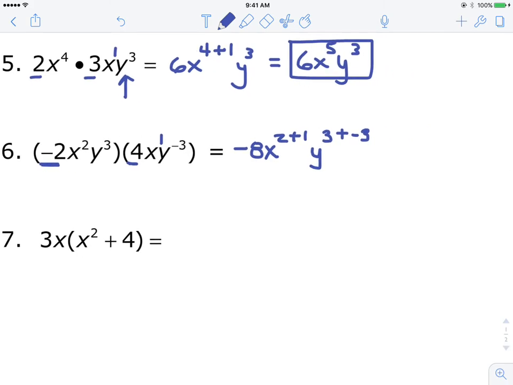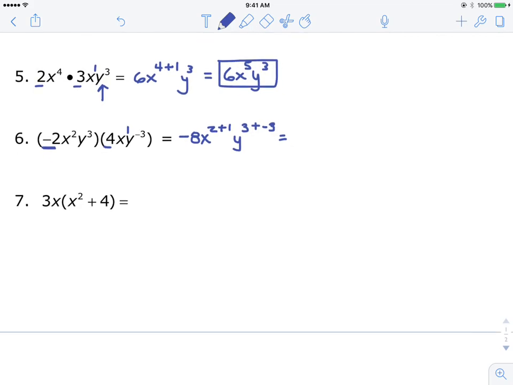All right, so let's clean up our answer here. We've still got negative 8 in the front. We've got x to the power of 2 plus 1, which is 3. And we've got y to the power of 3 plus negative 3. Well, 3 plus negative 3 is 0. All right, if we get y to the power of 0, any base to the power of 0 actually turns into the number 1, right? We talked about this a little bit earlier, which I don't need to write, because if I'm multiplying by 1, it's staying the same. So my final answer here would be negative 8x cubed, right? The y went away. It kind of got canceled there.